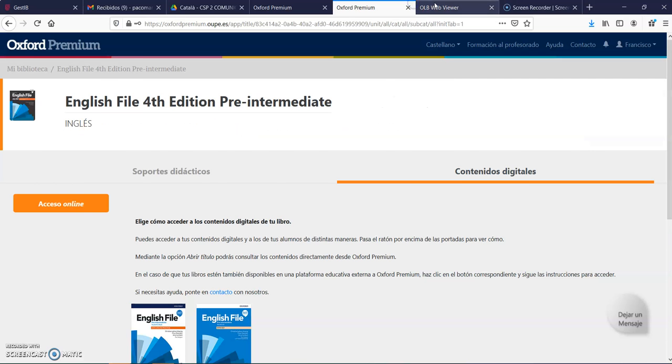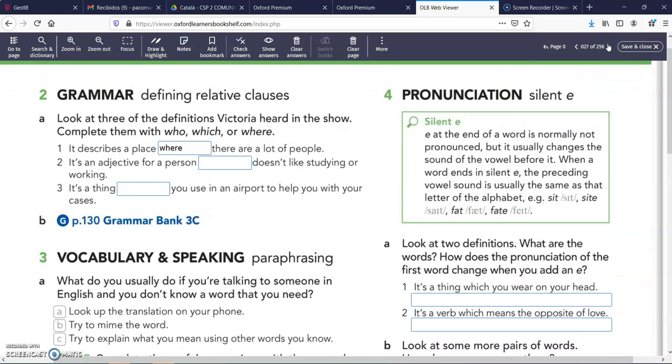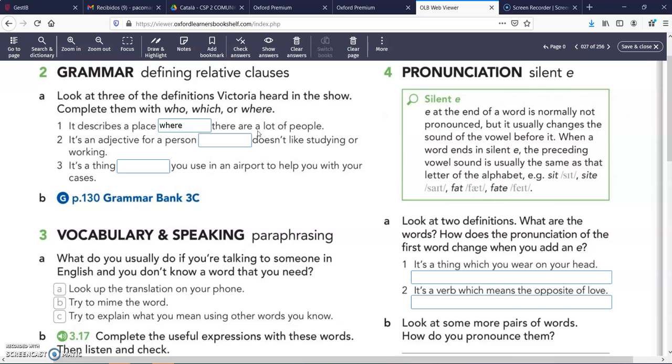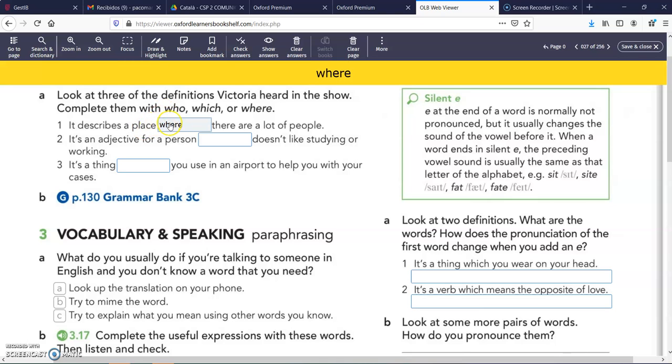Well, hello again. I'm going to proceed to telling you about today's class, and we'll start with the revision of defining relative clauses. Remember, we saw that we have who, which, or where for uniting two parts, two halves of the sentence, two phrases actually, and we have where, which is related to place. The thing about where is that it has to be what we call a complemento circunstancial. So it has to indicate the place.